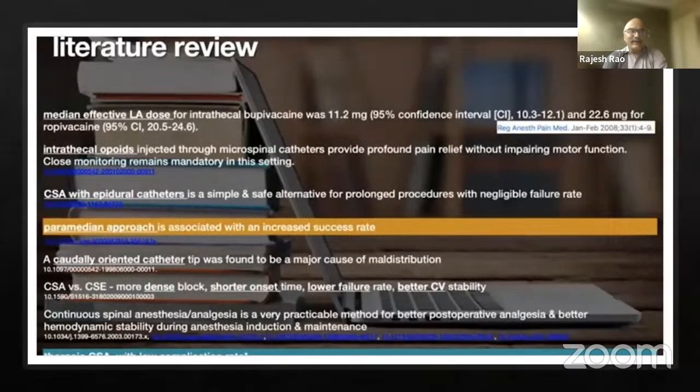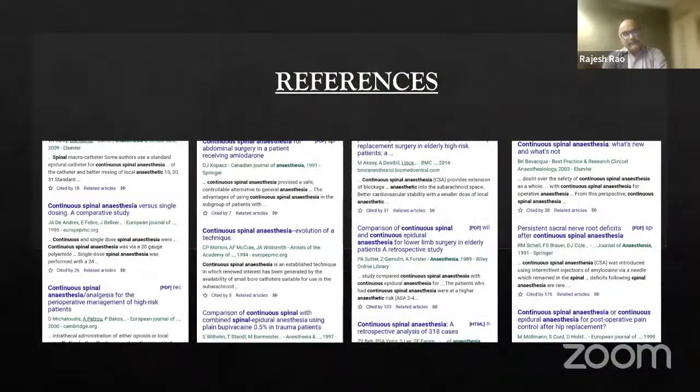Finally, these are a few literatures available on the internet to support continuous spinal anesthesia, and different references which are available.